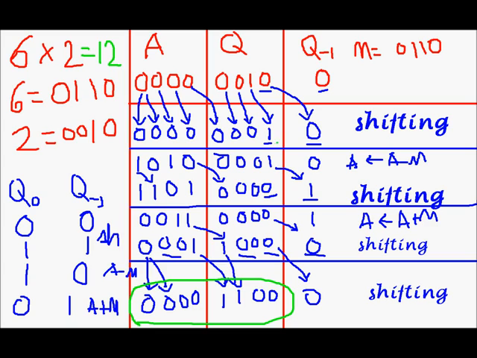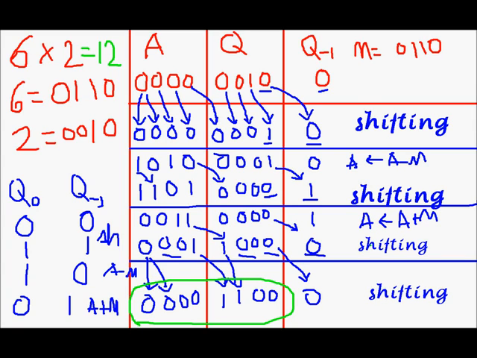Then we again compared Q0 and Q minus 1. We had them as 1 and 0. When we had them as 1 and 0, we did A minus M, and we stored it in A. Then again we shifted. Next we again compared Q0 and Q minus 1 values. We had them as 0 and 1, so we did A plus M, and we stored it in A. Then after that we again shifted.